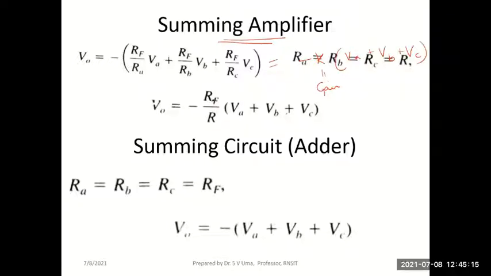You just have to equate RF to R, or in other words, you have to equate all the four resistors. So there are four resistors in the inverting terminal: RA, RB, RC and RF. You equate all the four, you will get this condition. V0 is minus of VA plus VB plus VC. So here it is acting like a simple adder or a summing circuit. Previously, when you took out a common factor or a gain, it would act like a summing amplifier. Here it will be acting like a summing circuit.